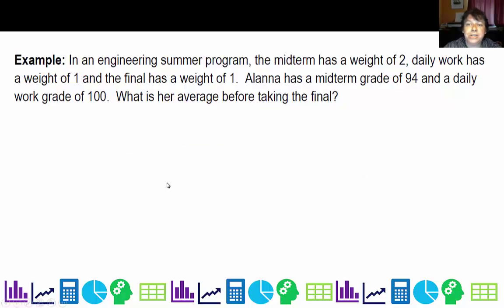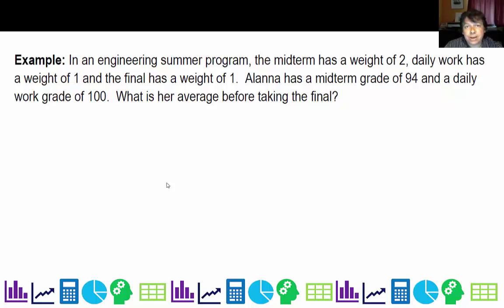Now, I also teach in an engineering summer program for high school students. And there, the midterm has a weight of 2, daily work has a weight of 1, and the final has a weight of 1. So these are not listed as percentages. Now, I could convert them to percentages if I wanted to, but I can also work with these kinds of weights. So there's no law that they have to add up to 1 or that they have to add up to 100, as long as they're consistent with the weights they're supposed to have.